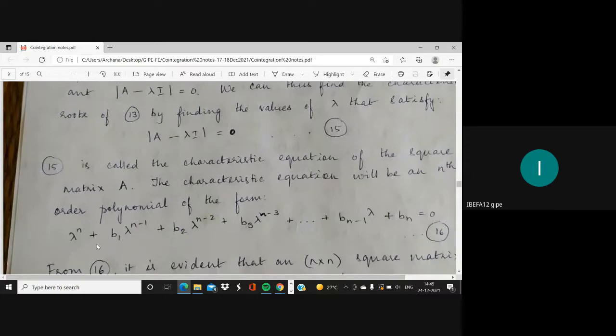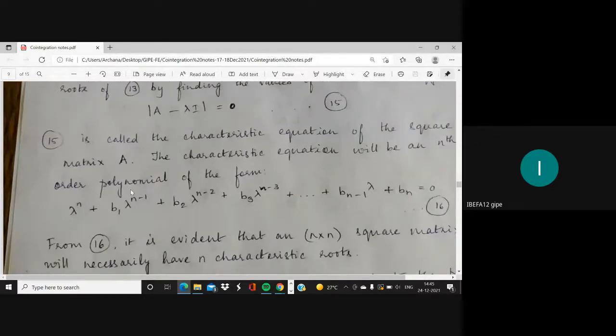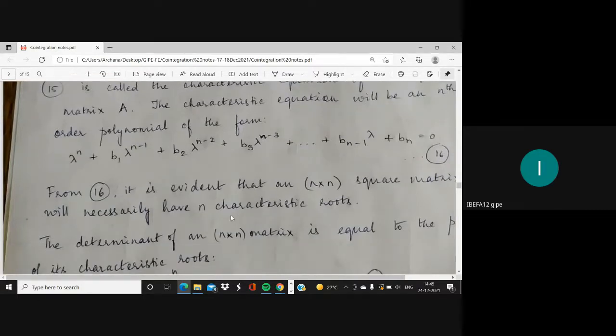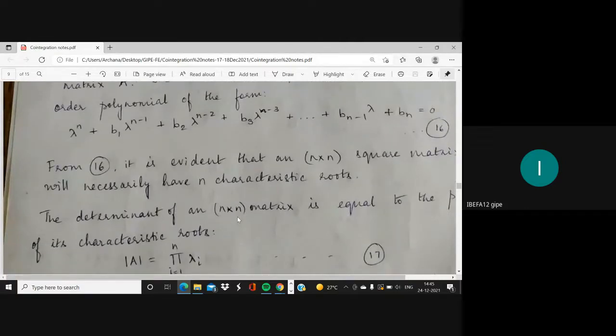Once you solve this characteristic equation, you'll be able to find the n characteristic roots for this square matrix A. There's a numerical example on the next page, so you all can try to solve that, so you might understand it a little better. This will be an nth order polynomial, and once you solve it, you will find the n characteristic roots of this particular matrix. This is what I was talking about, that this matrix will have n characteristic roots.